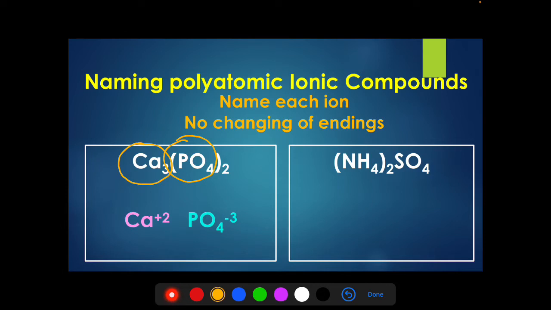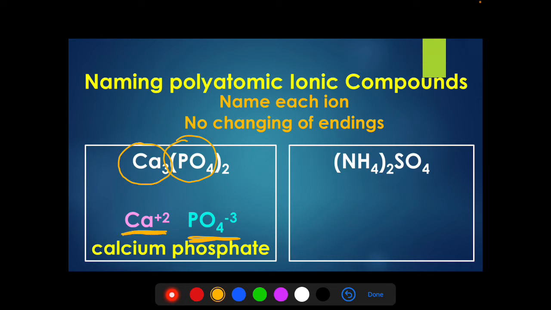Same rules apply. We're going to name each ion, although this time we're not going to change any of the endings. If you remember, we had been changing the ending of the negative piece to IDE. Well, if you see a polyatomic ion, those are the ones on that table that we just looked at, you just name it whatever the ion's name is. Okay, so just name each ion, no changing of endings. So we're going to call this calcium phosphate.